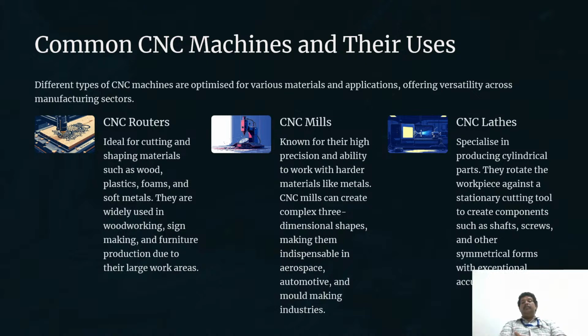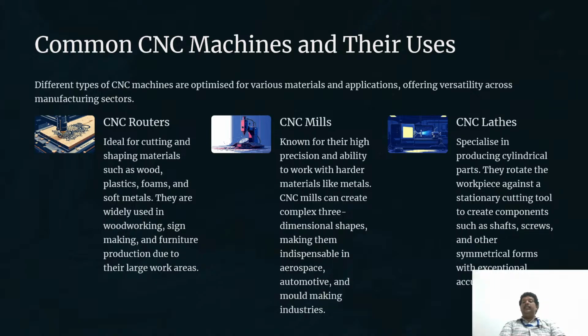Now we have CNC mills. CNC mills are known for their high precision and ability to work with harder materials like metals. CNC mills can create complex three-dimensional shapes, making them indispensable in the aerospace, automotive, and mold making industries.